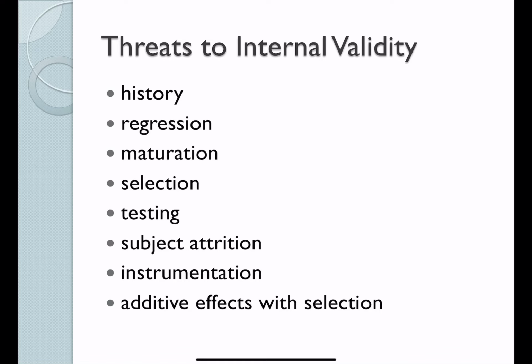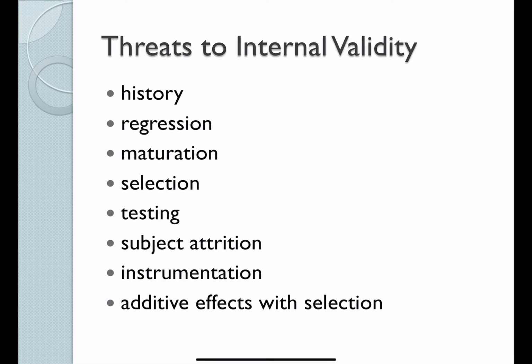Regression is when individuals sometimes perform very well or very poorly just by chance, and so the next time they get closer to the overall group average. Maturation, which is participants just naturally getting better or worse over time. Selection has to do with differences between the participants that we put in our treatment or control groups at the start of the study. So those differences have nothing to do with what we actually did in the study.